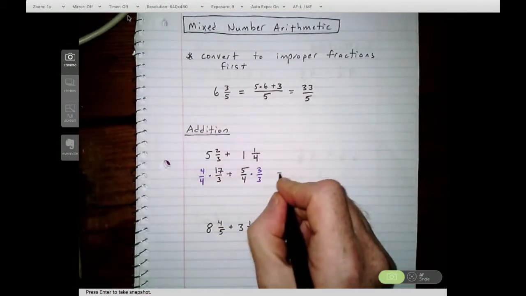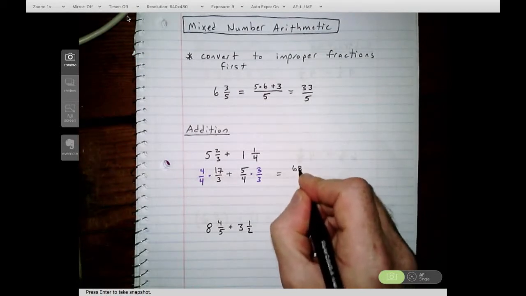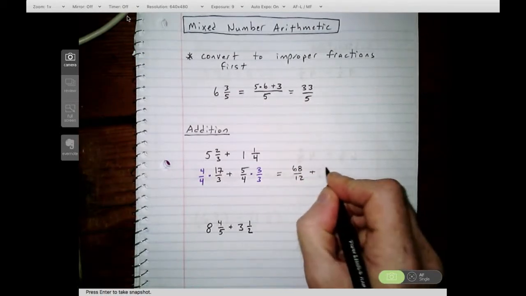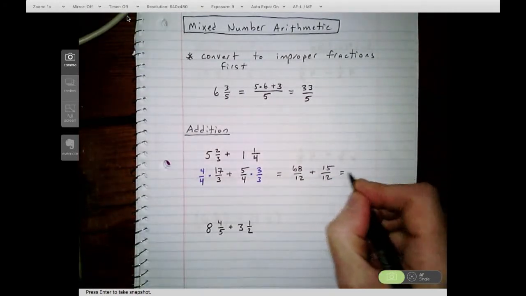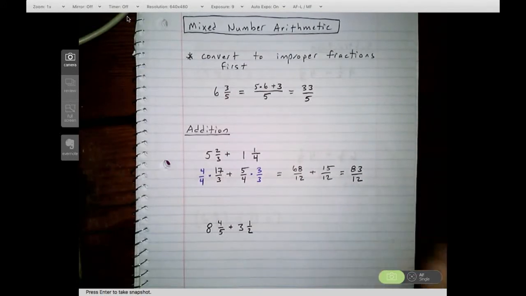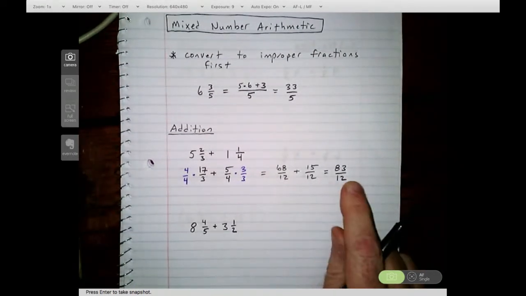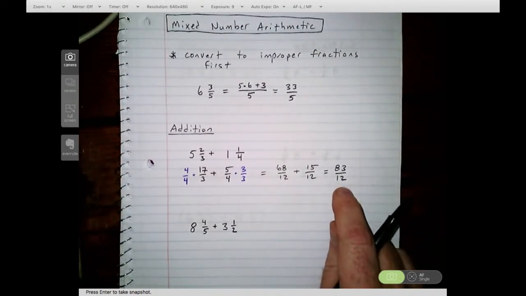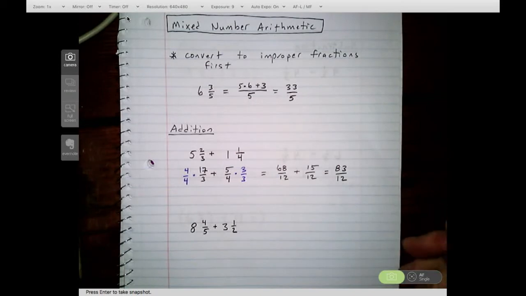Okay, so when we do that, we get 4 times 17 is 68 over 12, plus 5 times 3 is 15 over 12, and 68 plus 15 is 83 over 12. Okay, and I'm going to leave the answer like this. If you want to make it back into a mixed number, you're welcome to, but I'm going to leave it like this. But what I do want you to do is check to make sure that it's reduced, and it is. There's no number besides 1 that divides into 83 and 12.